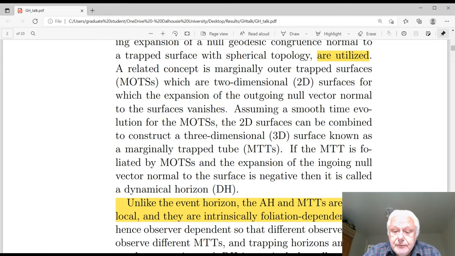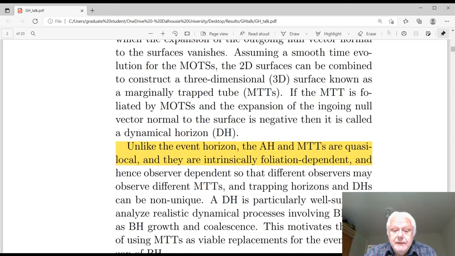Unlike the event horizon, these apparent horizons, I'm going to effectively be talking about MOTs the whole time, but I'm going to use the word apparent horizon interchangeably, quite wrongly, of course. These are quasi-local, and they can be used in black hole mergers.